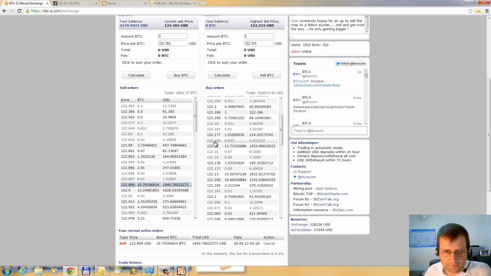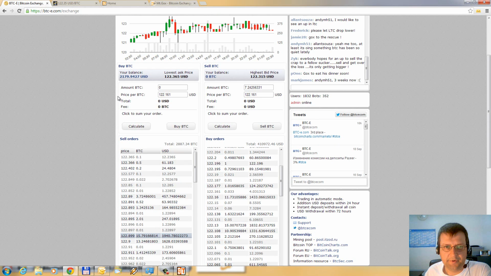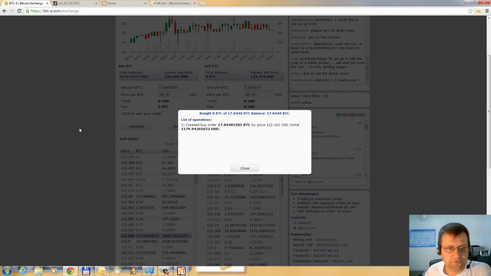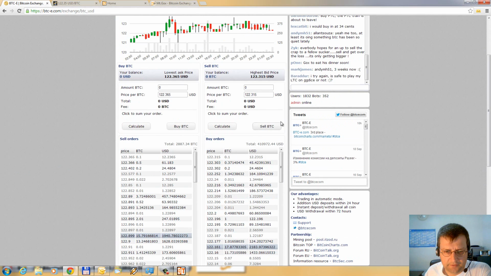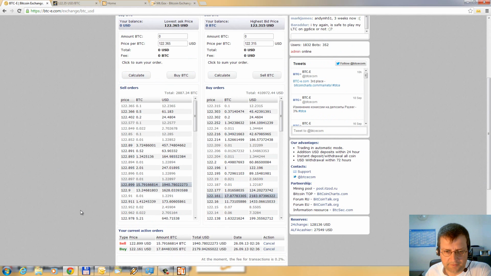There's just this very small offer. I just click on this price level and say, okay, I want to buy bitcoins. Just clicking on the price and click buy BTC, and my offer will be added to the market. Okay, so this is a way you will make some profit trading bitcoins at the moment.